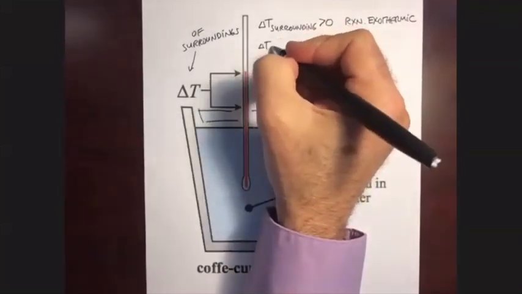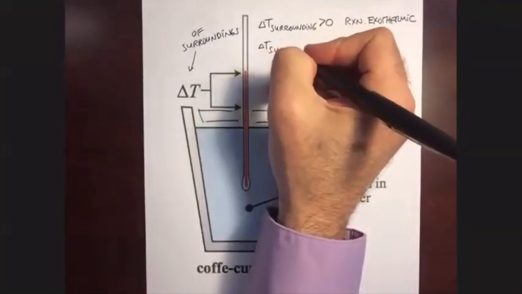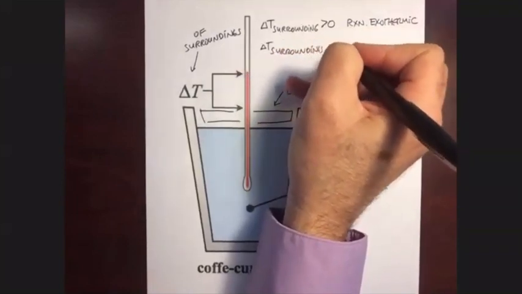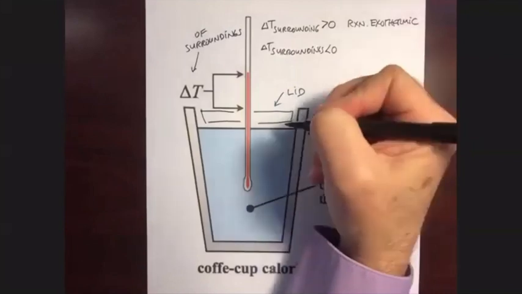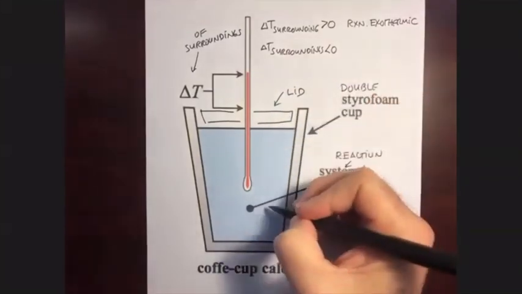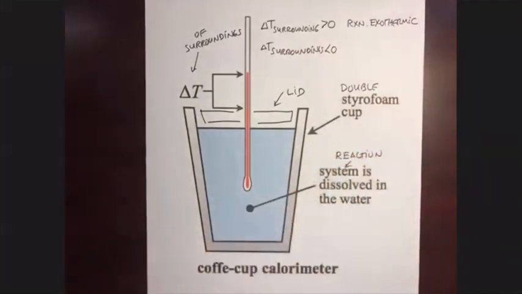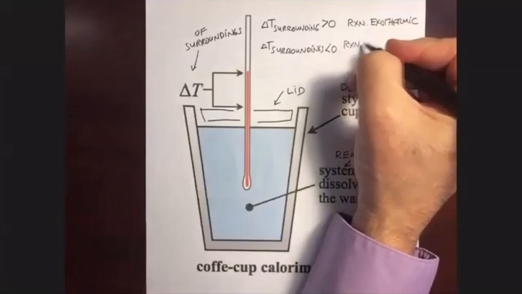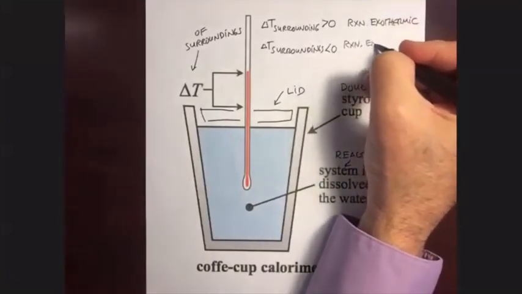What would happen if delta T of the surroundings is negative? In other words, the temperature goes down. Well, that means that our system must have absorbed thermal energy from the surroundings, which means therefore that our system, or the reaction, is endothermic.